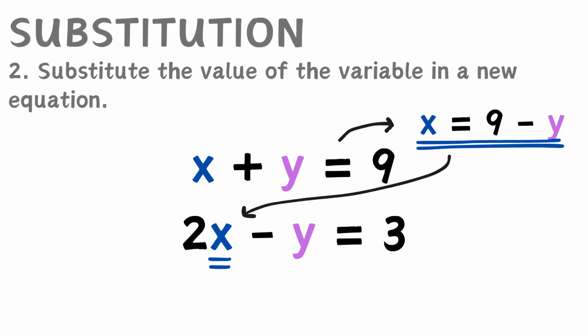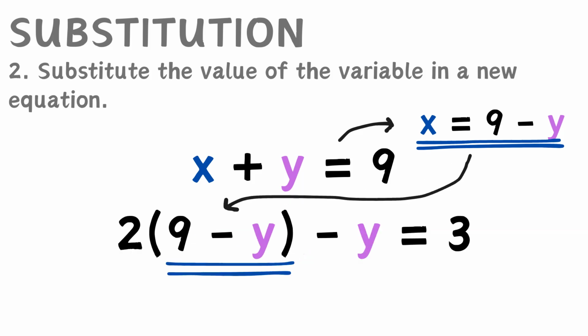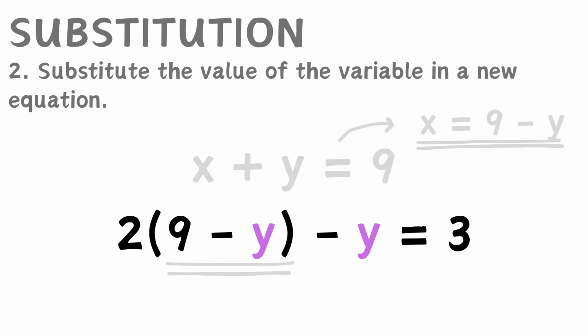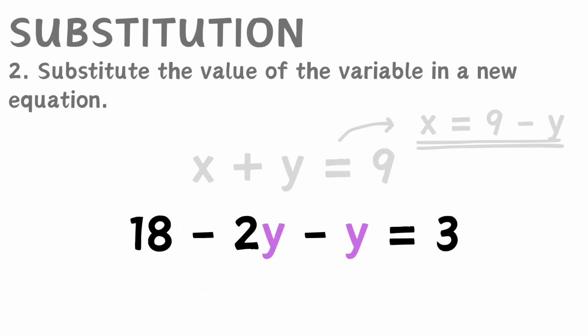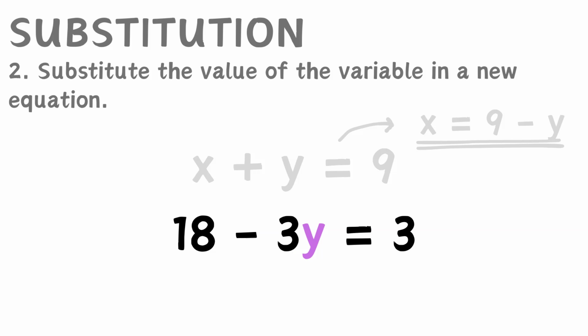So if we substitute in the value of our x, we get this. Notice that in this equation, we only have one variable, y. Since we only have one variable, we can find its value by isolating. We begin by distributing the 2, which gets us this. And now we can combine the y's. And we get 18 minus 3y equals 3.